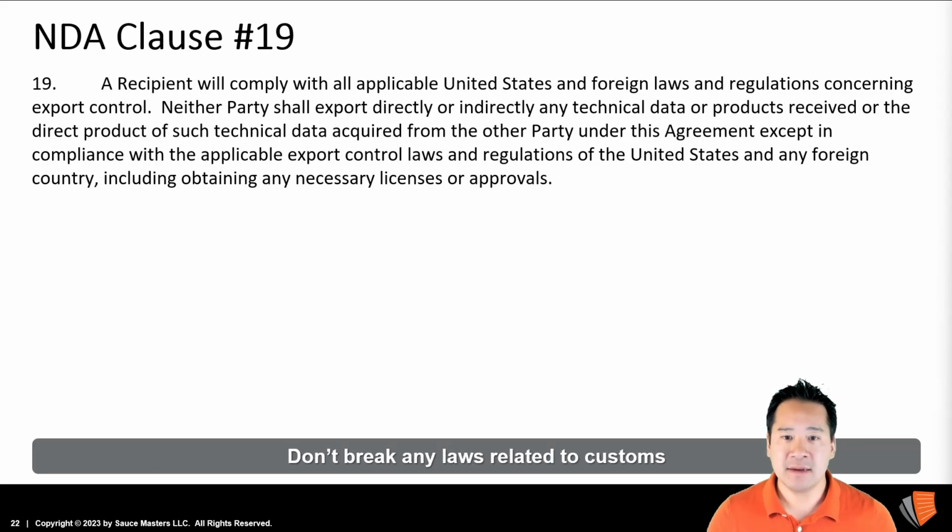Clause number 19 effectively says the person who receives the confidential information, they've got to follow the laws and rules about exporting things to other countries, if that applies. They're not allowed to just send or sell any technical information or products that they got from you or you got from them to anyone else outside the country without following the appropriate export control laws.